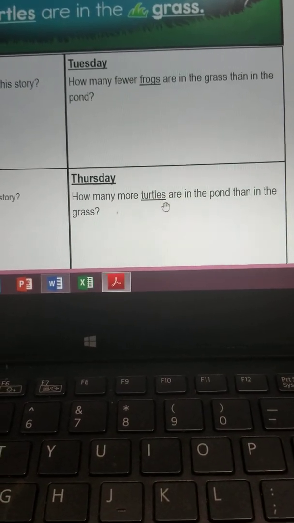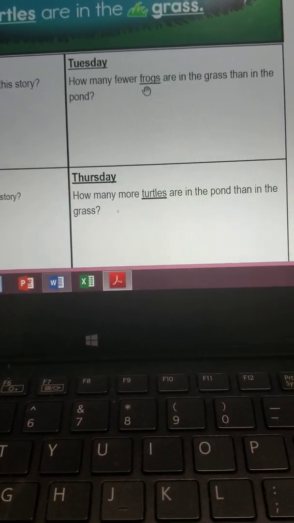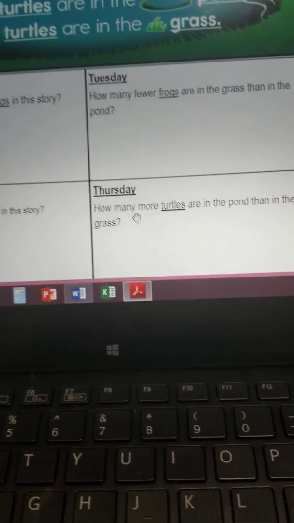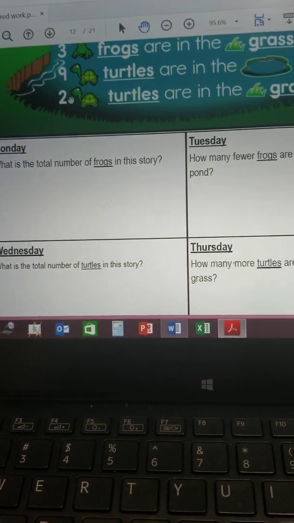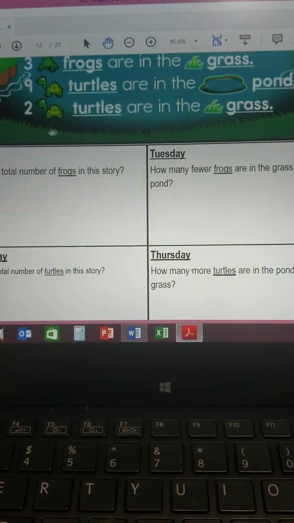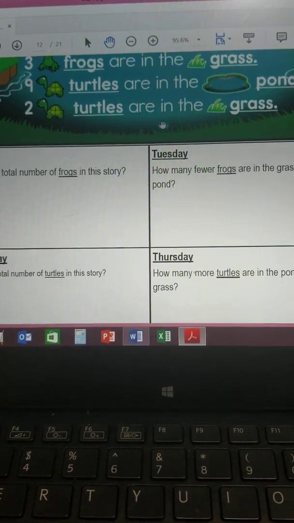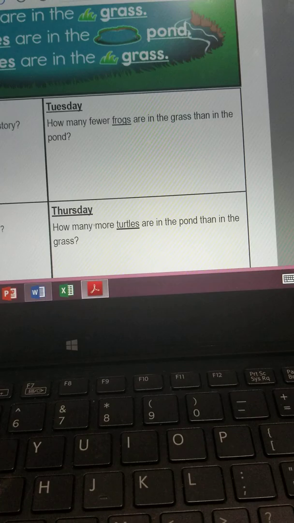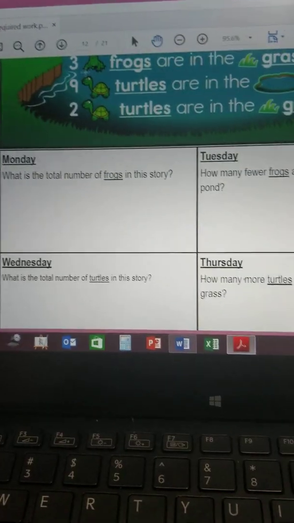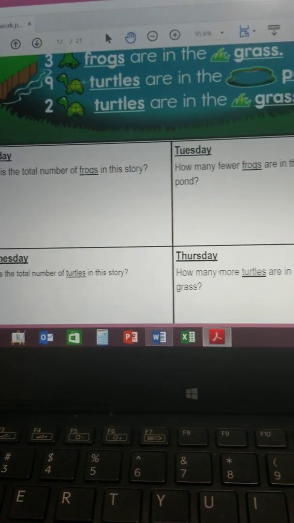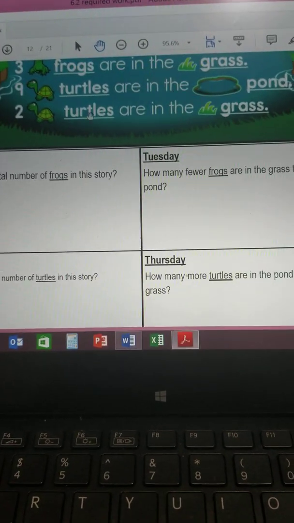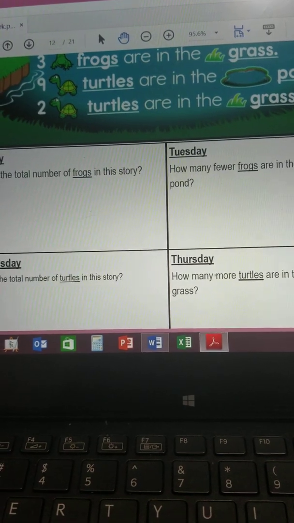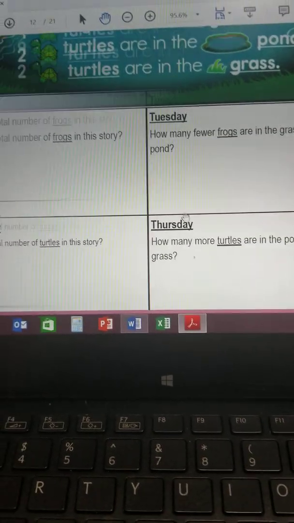Thursday: how many more turtles are in the pond than in the grass? So that's kind of like our Tuesday question, but instead of fewer, it's asking how many more. Because over here, we have 9 turtles in the pond and 2 turtles in the grass. So how many more turtles are in the pond than in the grass? Whoops, I said that backwards. There's more turtles in the pond than in the grass. So it's asking how many more are there? So remember to be careful and only use the numbers for the turtles on Thursday's question.